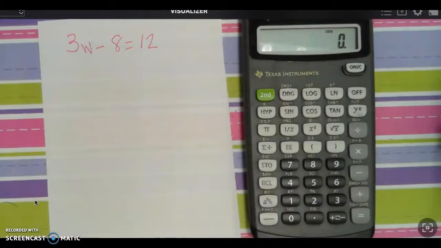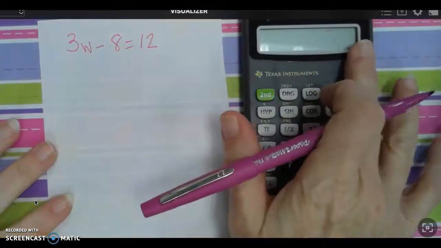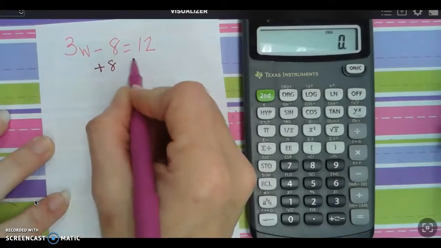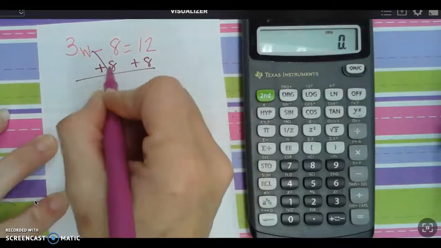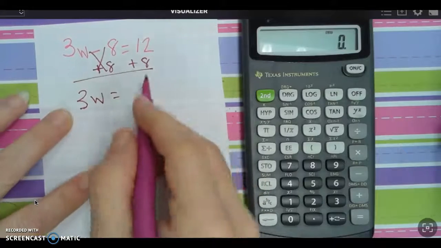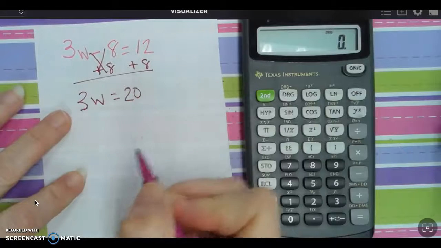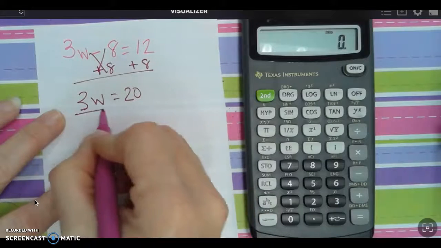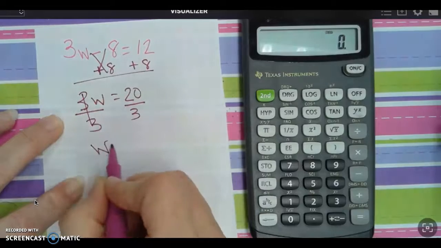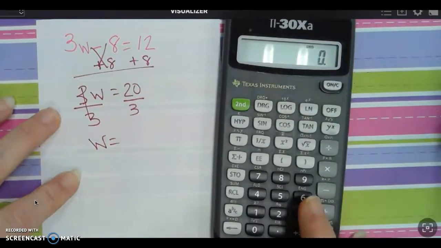Now so far I left all of them giving us a nice little whole number at the end, but it's not going to always work out that way. If it's a minus 8, I'm going to add 8. So 3w equals 12 plus 8, which gives us 20. So if it's 3 times w, we're going to divide both sides by 3. W equals 20 divided by 3.